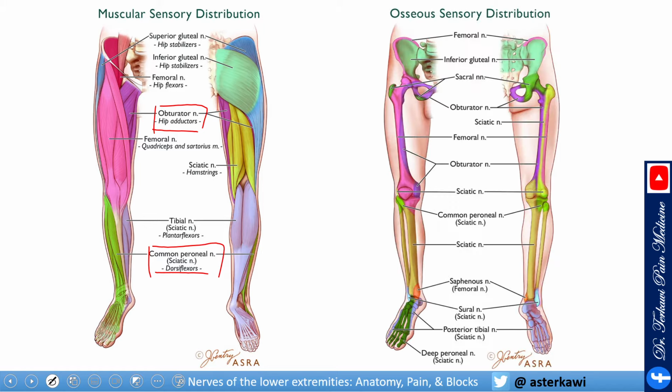Now, when we look at the osteotome, for example, if you take the femur bone here, as you notice, most of the innervation of the femur bone is from the femoral nerve, but you still have a small area from the obturator nerve.